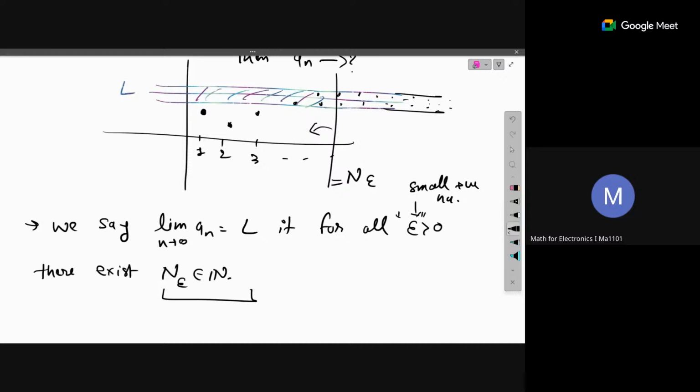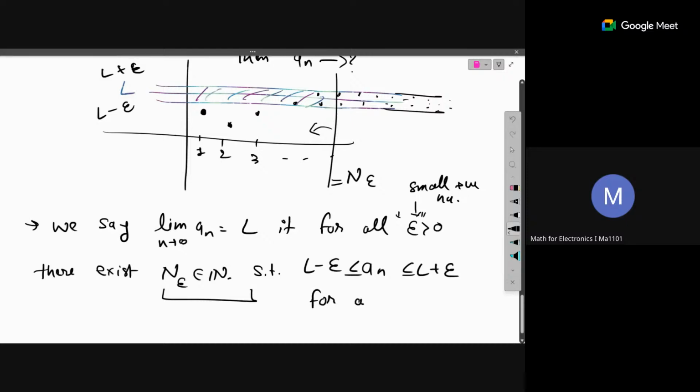So we say that the limit as n goes to infinity of a_n is equal to L if for all epsilon greater than 0, there exists an N_epsilon belonging to the natural numbers in such a way that all terms of the sequence, that means all a_n, should lie between this particular rectangle strip, and this strip is nothing but L minus epsilon, L plus epsilon. So a_n should lie between L minus epsilon and L plus epsilon for all n greater than or equal to this N_epsilon. Then we say that our sequence has a limit, and that limit is L. Is that fine? Any doubt in the limit of a sequence definition?